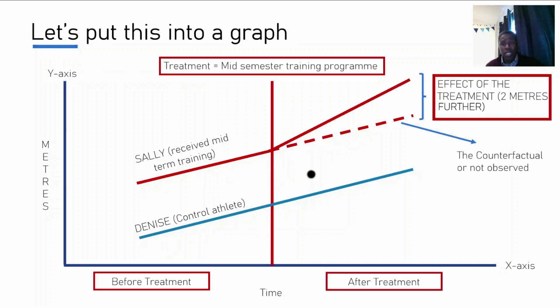When we put the two graphs together, here we can see, again, the pre-trends analysis satisfied. And we can see here something called the counterfactual. Now, this is something that we cannot observe. This is Sally's improvement in her jumps. That's the extra 2 meters here. And that's the 2 meters extra. This is now the effect of the training program that Sally has enjoyed during the half-term break, the midterm break.